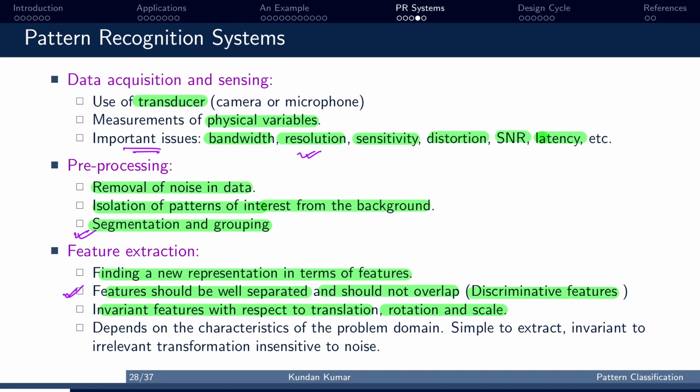Depending on the characteristics of the problem domain, we can have rotation and translation invariant features. The features should be very simple to extract, invariant to irrelevant transformations and insensitive to noise. So these are the characteristics of good features that we need to take care of when we design our pattern recognition system.